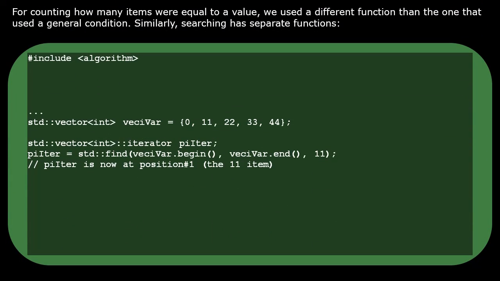This find function returns an iterator to the first item in the collection having the requested value, or it returns a null iterator if none of the items do.